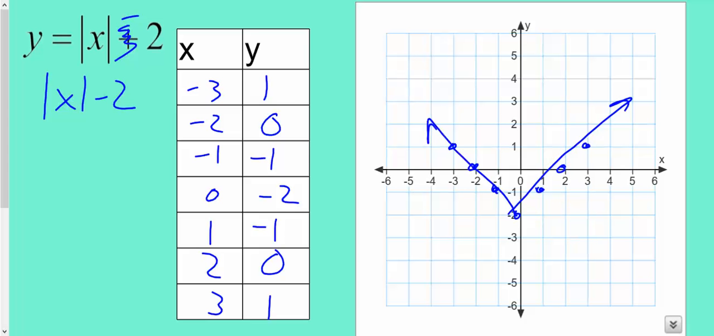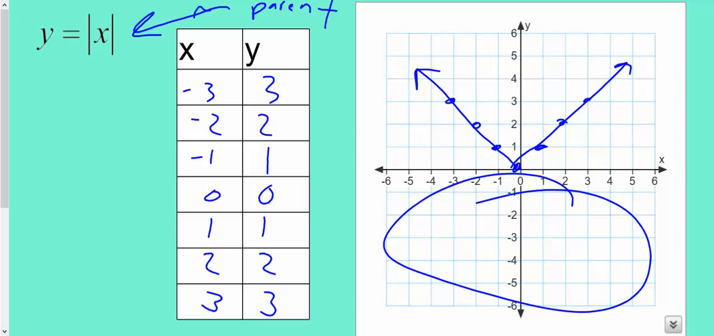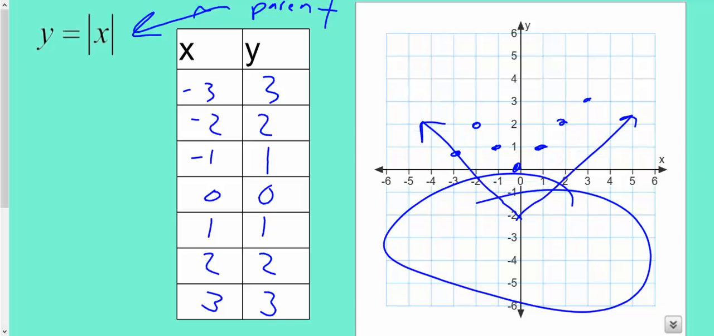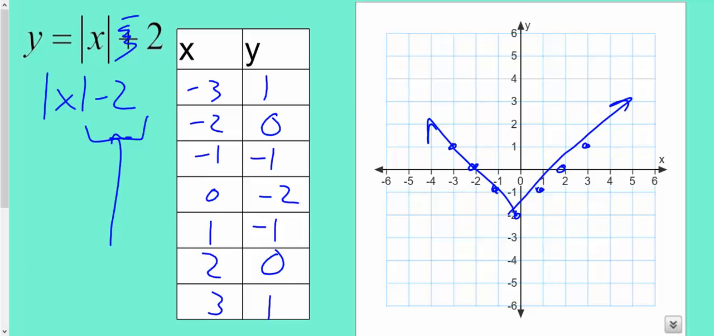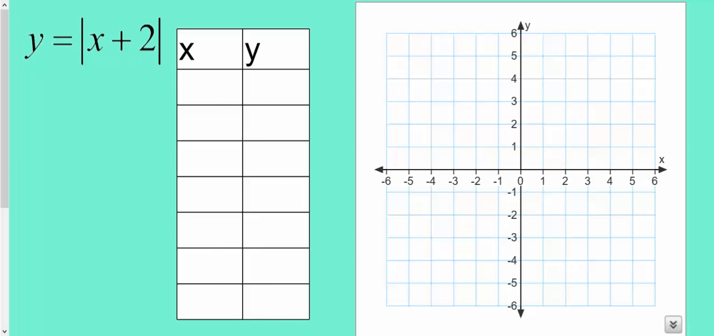This one does have some negative values, and the reason it has those negative values is because of this -2. It takes the entire graph and shifts it. So that was the original parent function, and it basically takes that graph and shifts it down 2 units because that -2 is there. It's called a transformation. We're going to talk about that tomorrow in class.